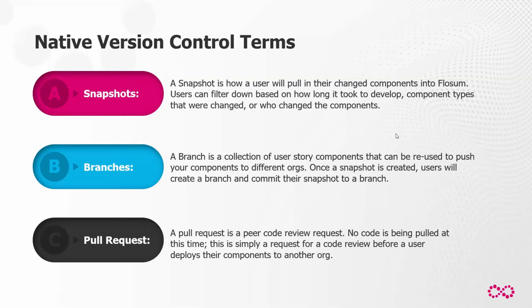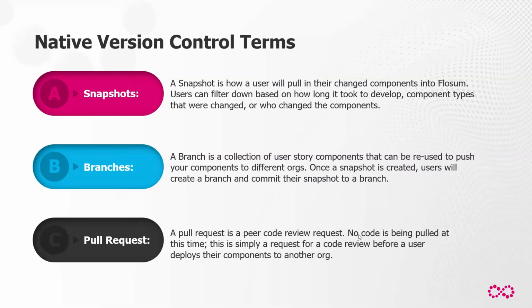Branches are actually multiple things within Flosum. If you're familiar with version control, you can create various kinds of branches within Flosum. You can create a feature branch, or you can create an integration branch. So you have branches, and you can do deployment from branches. It'll also help you keep the code synchronized between various orgs. And so branches are the heart of Flosum, and a lot of functionality happens within branches.